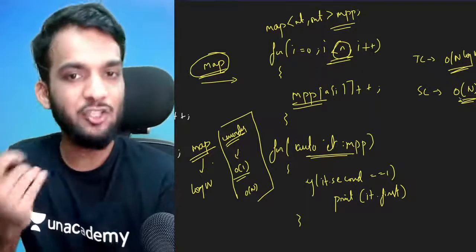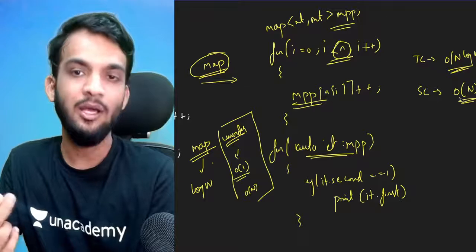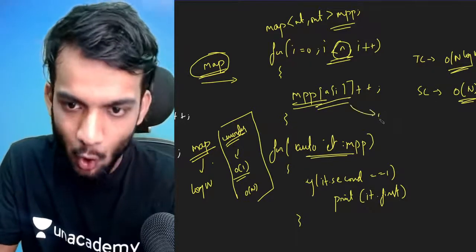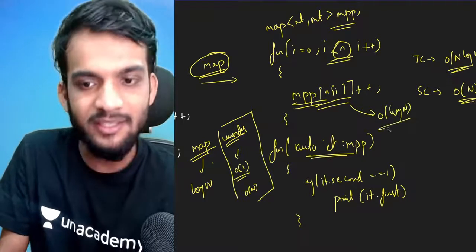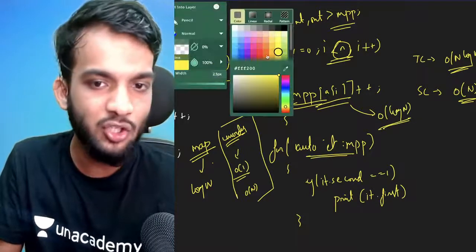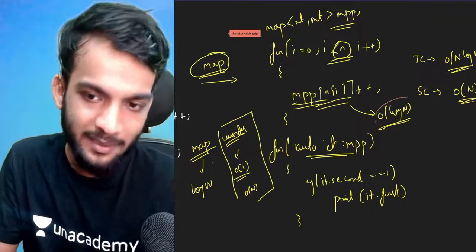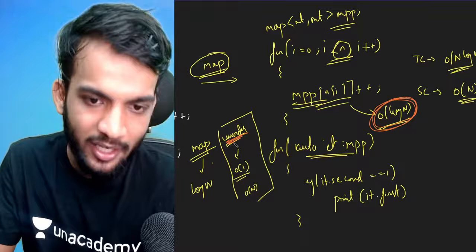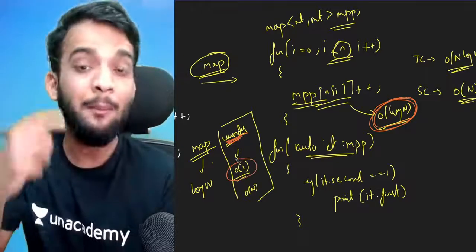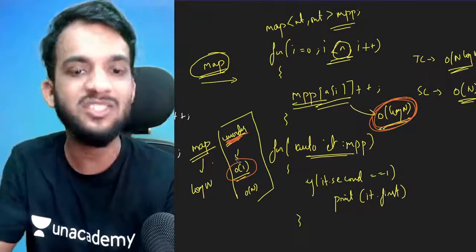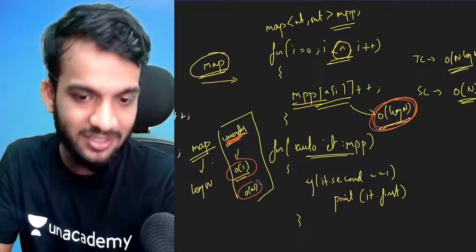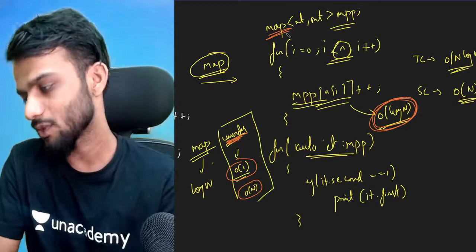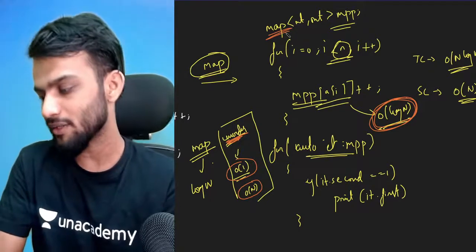In Java, there is a hash map which works in big O of 1, but in C++, the map takes log of n for this line. In C++ STL, this is n log n. And if you use unordered map, then it's big O of 1. But there might be a worst case: if collisions happen, then it's n. That's why I generally use map. Got it? Why n log n? Has everyone got it?